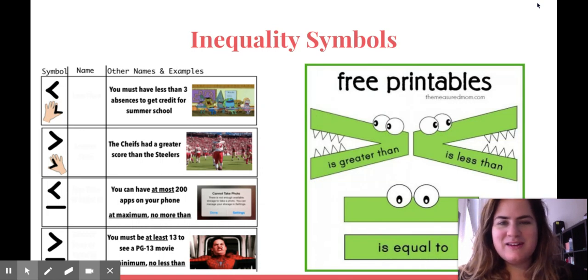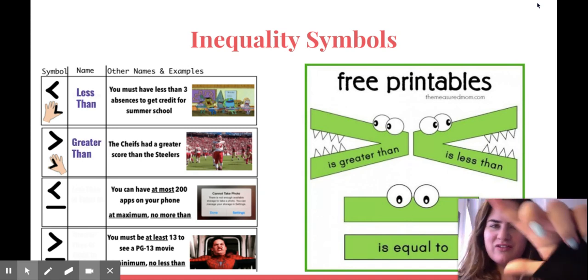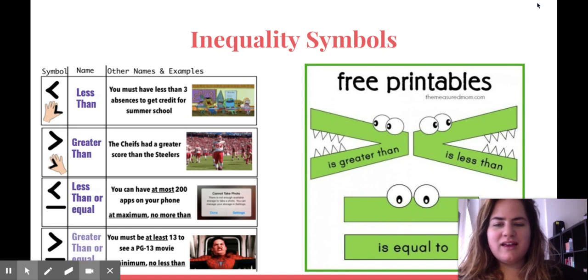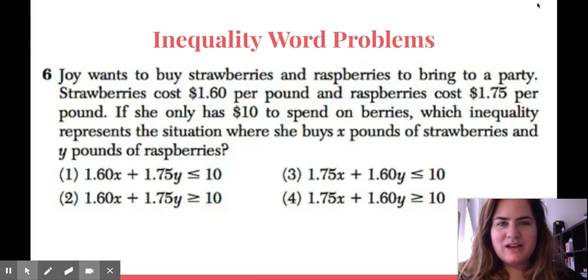So let's get started. Just to review, the inequality symbols are less than, which looks like your left hand, greater than, which looks like your right hand, and then less than or equal to and greater than or equal to. That's when you have the little line underneath. So we're going to solve some problems with those symbols. The first kind of question you could see is an inequality word problem.